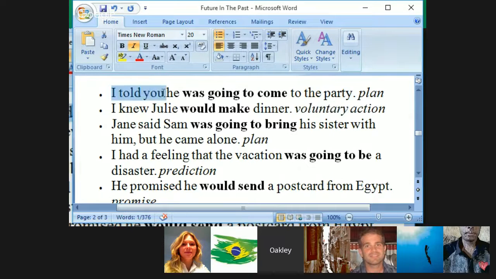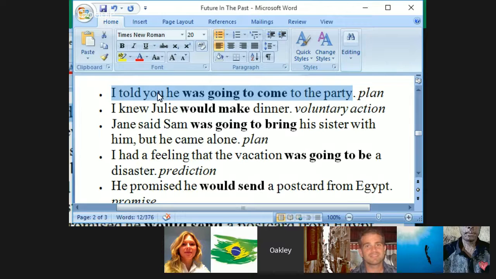Okay, let's look at some examples. I told you he was going to come to the party. Okay, here's another element, not to confuse you and add more to it, but this is obviously something called reported speech. You're reporting what you said earlier. He told me he was going to come to the party. Reported speech. You're reporting what he said. Here, I told you he was going to come to the party.